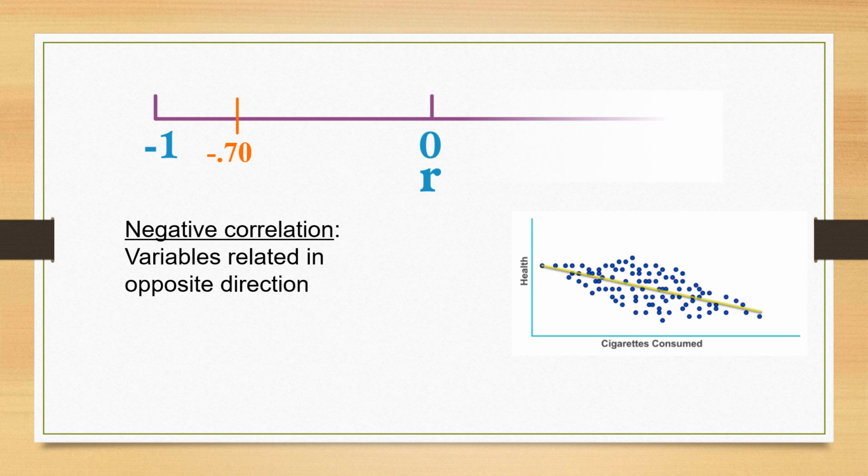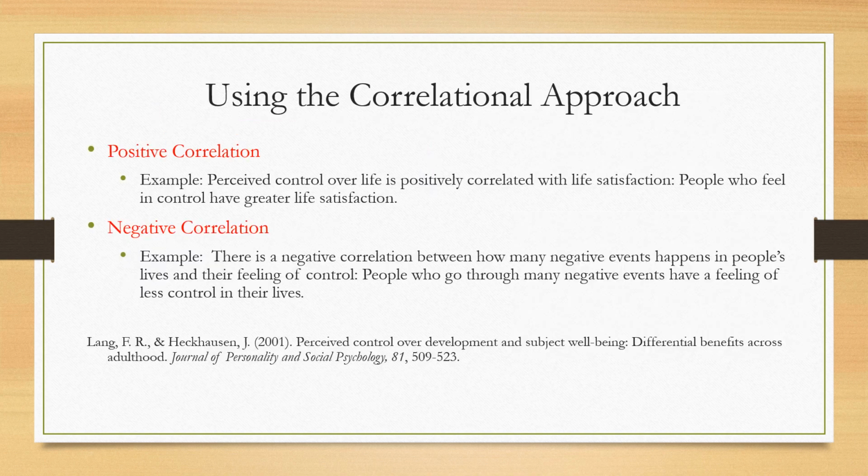We only know this from the research that there is an association. Here is another example of a positive correlation, where people who feel in control tend to have greater life satisfaction. Or we could also say that people who have greater life satisfaction feel that they have greater control over their lives. A negative correlation example is also presented.